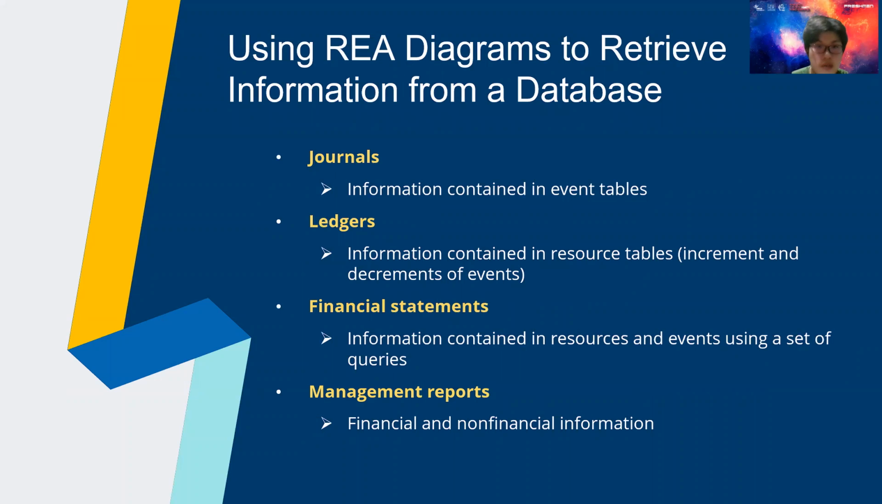Using REA diagrams to retrieve information from a database. Journal: information contained in event tables. Ledgers: information contained in resource tables. Financial statements: information contained in resource and event tables using a set of queries. Management reports: financial and non-financial information.